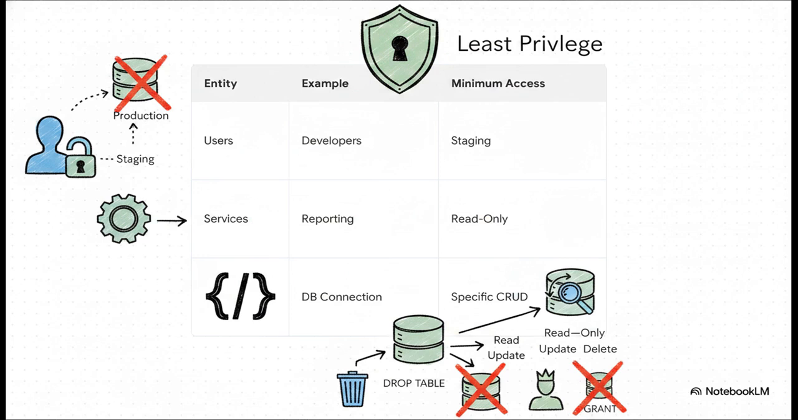Now, for automated services, say a reporting microservice that crunches weekly analytics, well, it only needs read-only access. Giving that service write permissions introduces totally unnecessary risk. And finally, think about your actual code. Your database connection string shouldn't be logging in as the root user. That's a huge red flag. It should use an account locked down to selective CRUD operations. Create, read, update, delete on very specific tables while strictly blocking destructive stuff like drop table or grant.